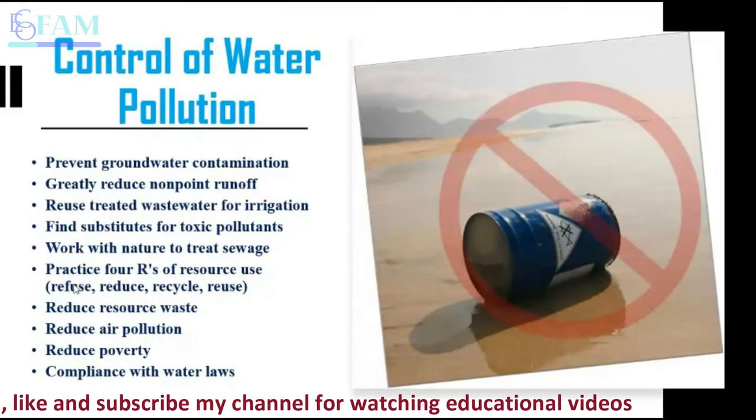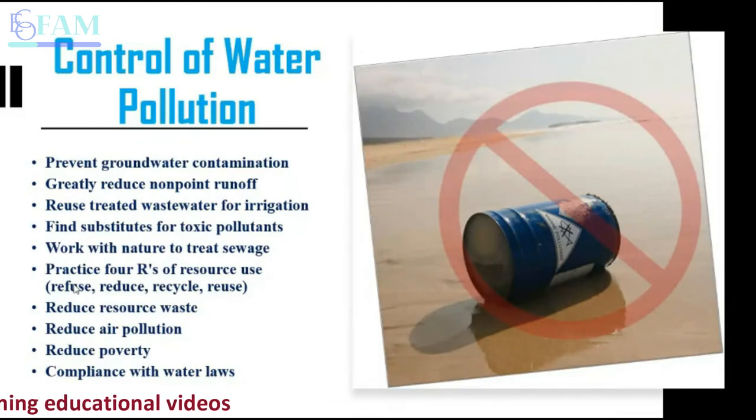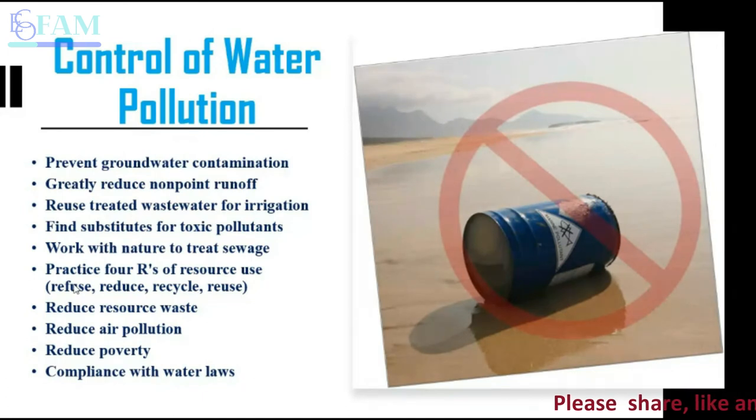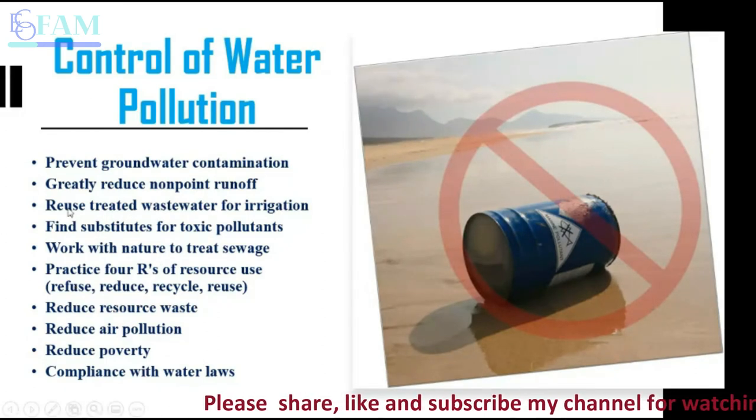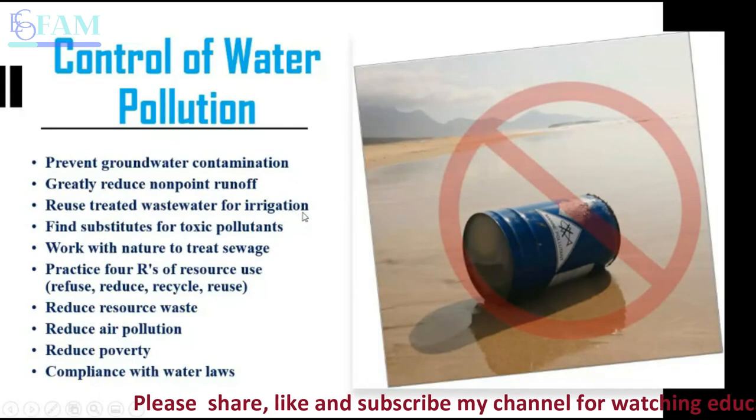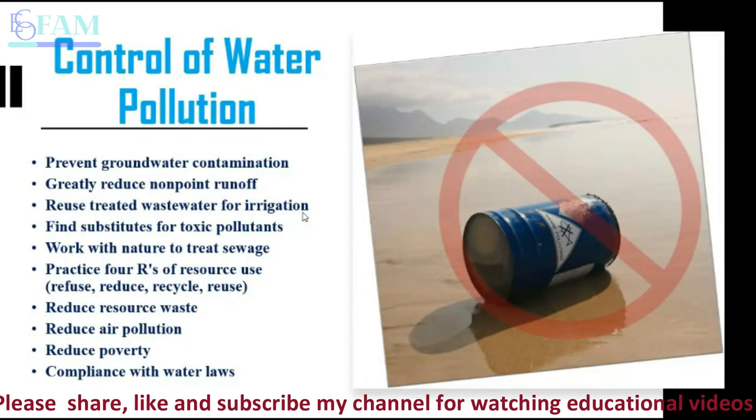And the last one is, how can we control water pollution overall? First, prevent groundwater contamination, as I discussed earlier, and then reduce the non-point sources. Non-point sources are agricultural runoff and storm water, which contribute pesticide and fertilizer pollutants into the water bodies. Then reuse treated wastewater for irrigation, which, as I was saying, can be done if the parameters are within the limits.